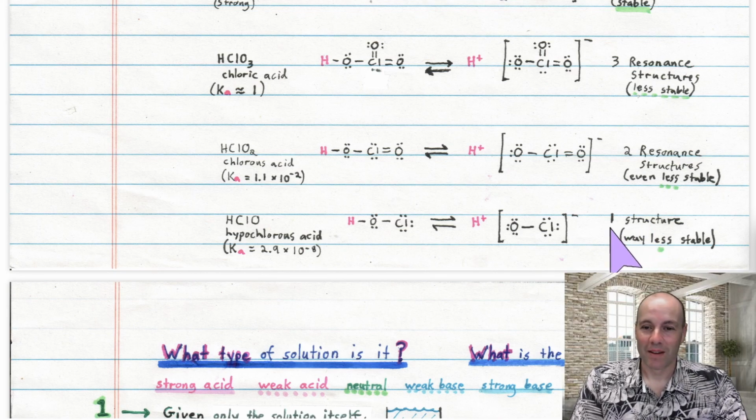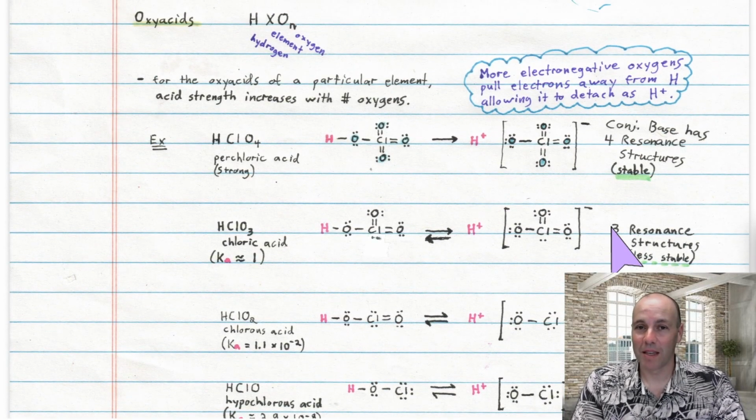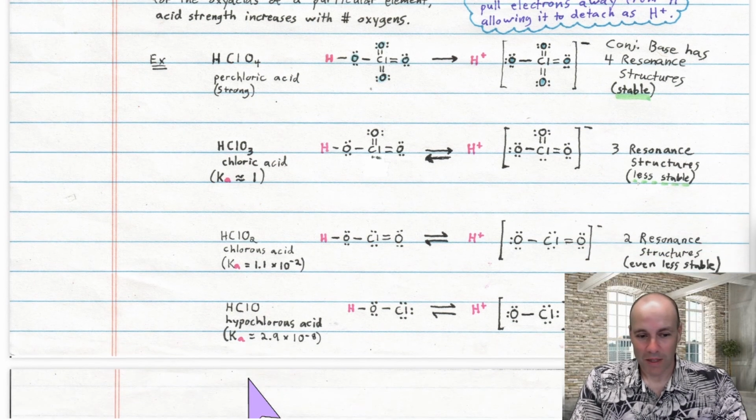So, pretty weak acid there. So for any set of oxyacids, that would be the trend. So we did it for chlorine, but you can consider the ones for bromine or nitrogen, and you would see a similar trend. So that concludes this video.